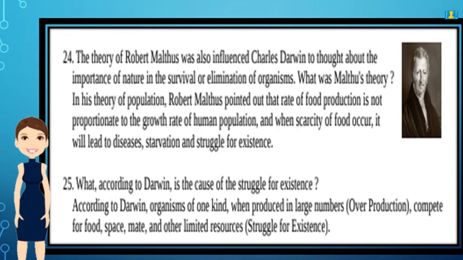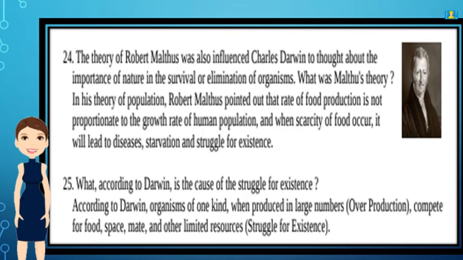What was Malthus' theory? In his theory of population, Robert Malthus pointed out that the rate of reproduction is not proportionate to the growth rate of human population, and when scarcity of food occurs, it will lead to disease, starvation and struggle for existence.